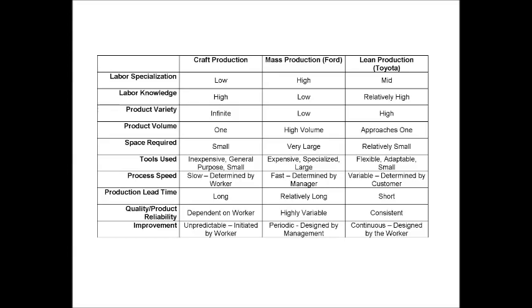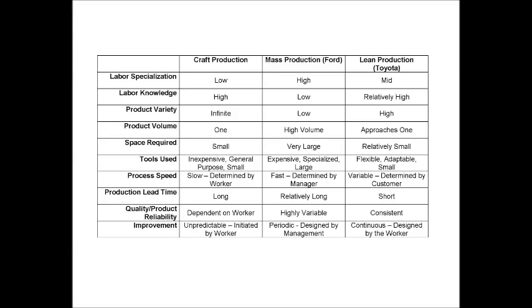Now, because of the nature of craft production, every single product that was produced was unique and one of a kind. So product variety was really infinite. They could make anything, as long as they had the skills, the materials, and the experience needed to produce whatever the customer wanted. And so product variety was infinite. And volume, I'm putting here, product volume is one. So they would just make one of a kind.